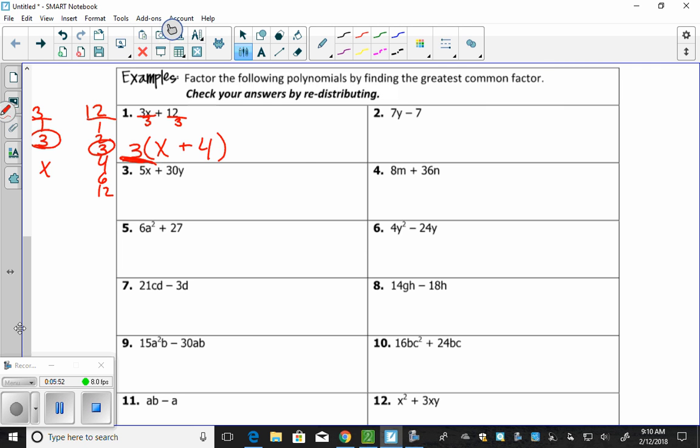Okay? What does the instructions also tell us to do? Check your answer by redistributing. All it wants you to do is redistribute. What's 3 times x? What's 3 times 4? Did I get the exact same thing that I started with? That is how you know your answer is correct. So this is my answer.